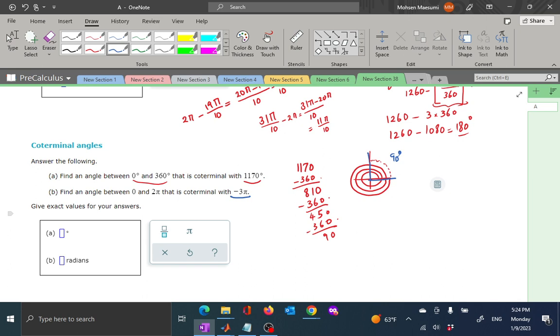How about minus 3 pi? This one is easy. Well, add 2 pi to it. You're still at minus pi. This is still not in the range we want. Add another 2 pi to it, and now you get pi. The final answer is pi.